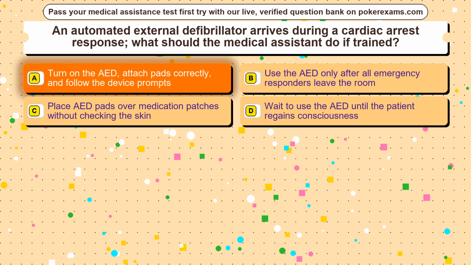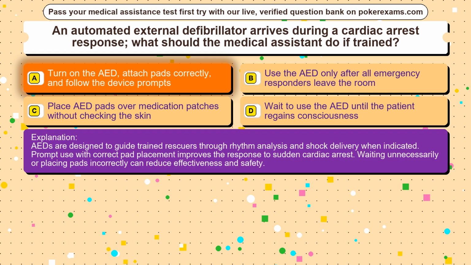The correct answer is option A. Turn on the AED, attach pads correctly, and follow the device prompts. AEDs are designed to guide trained rescuers through rhythm analysis and shock delivery when indicated. Prompt use with correct pad placement improves the response to sudden cardiac arrest. Waiting unnecessarily or placing pads incorrectly can reduce effectiveness and safety.